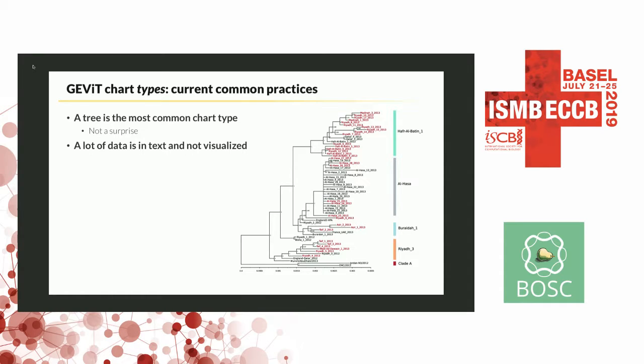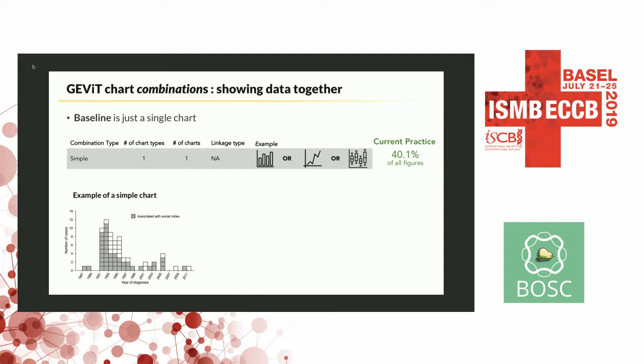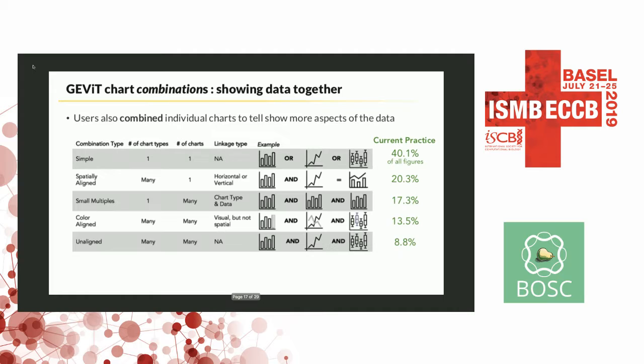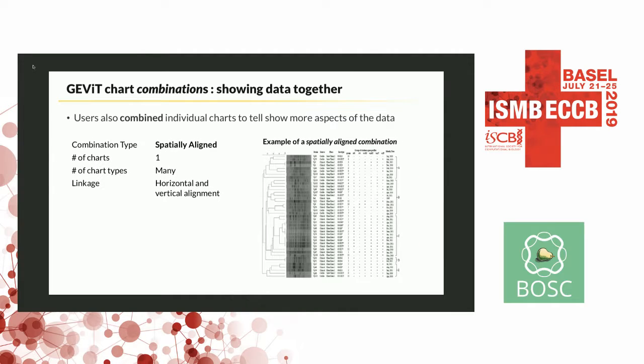That's a problem. I also saw that people combine data in a lot of ways. Often it was just a single chart, but they were often doing much more complex things that we could see was a systematic pattern. This is one example that you might see a lot, which we call a spatially aligned combination.